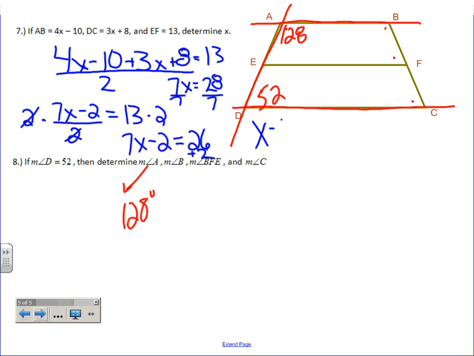At this point, if that's 128 for A, B has to be. And why is that? Because it's isosceles. If this was not isosceles, you would not be able to give me that answer. Because base angles have to be congruent. So now we got 128 right there.